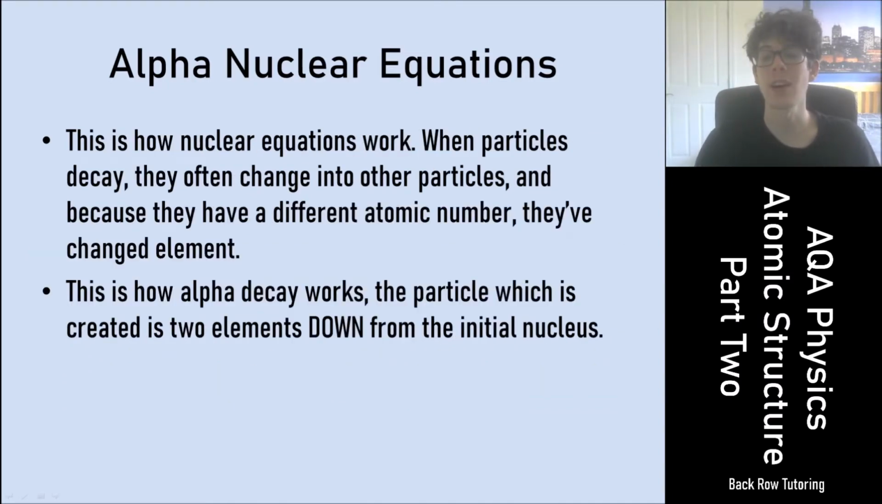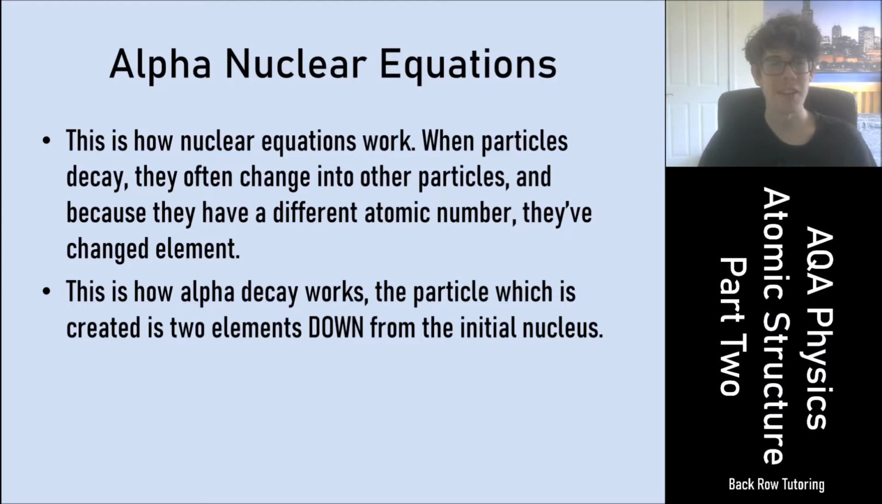This is how nuclear equations work. When particles decay, they often change into other particles, and because they have a different atomic number, they've changed element. This is how alpha decay works. The particle which is created moves 2 elements down from the initial nucleus.